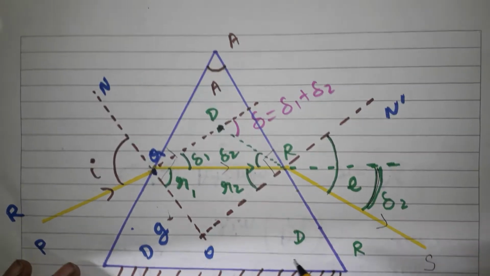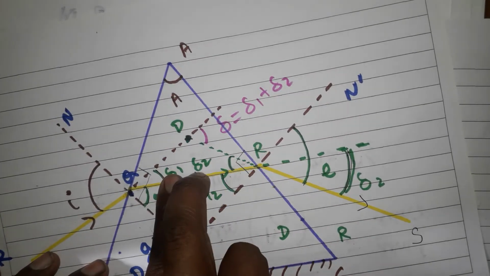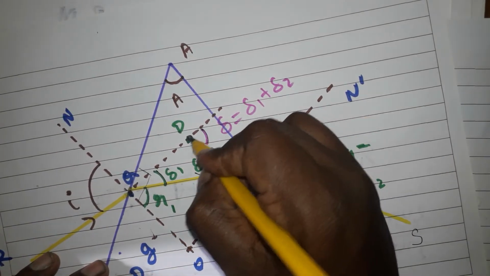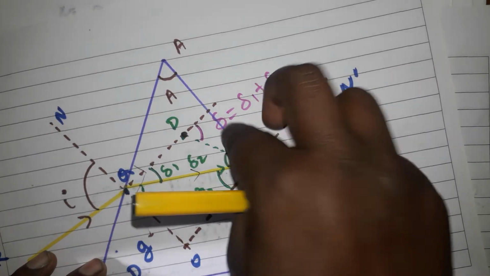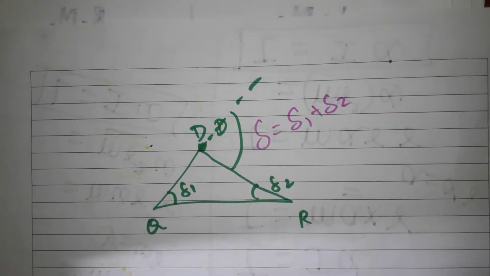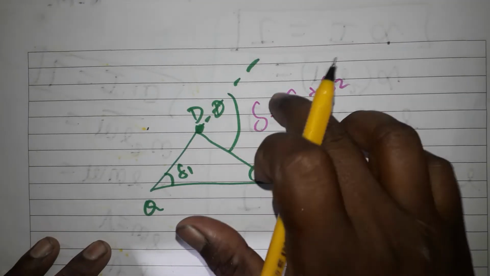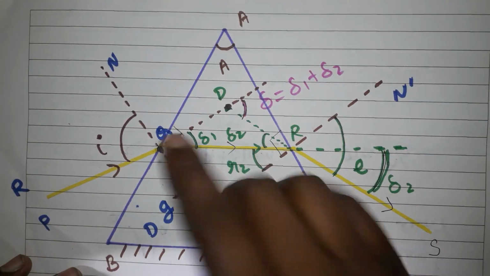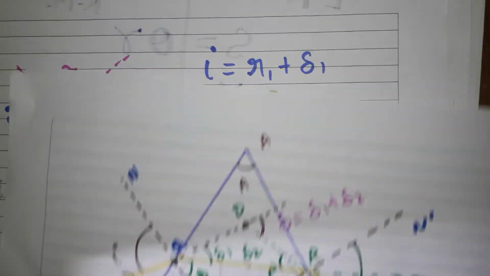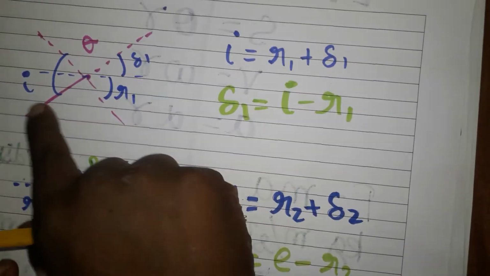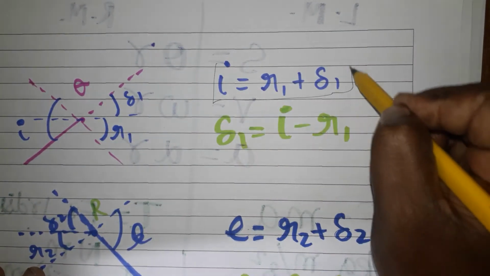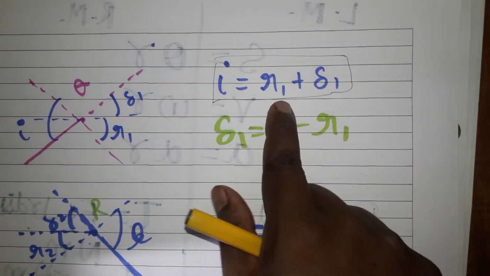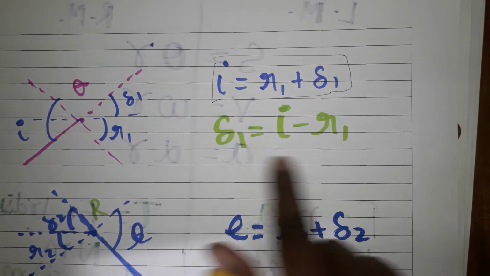In a triangle, the addition of two interior angles gives the exterior angle. That's called the angle of total deviation: deviation 1 plus deviation 2. Now I am going to write the equation. At the point of Q, I take the angle I is equal to R1 plus deviation 1. This is the incident angle equation. If you want deviation 1, just bring R1 to that side. This is going to be deviation 1.